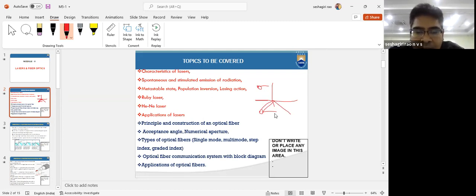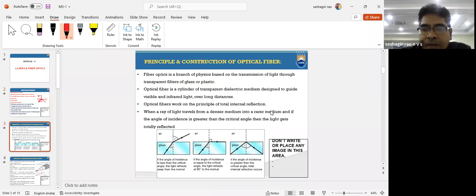covered here, right? That is the principle and construction of optical fiber, acceptance angle, numerical aperture. There are different types of optical fibers called single mode and multi-mode fibers, and step index and graded index, and optical fiber communication systems with a block diagram. And we shall also see the applications of optical fibers, right?